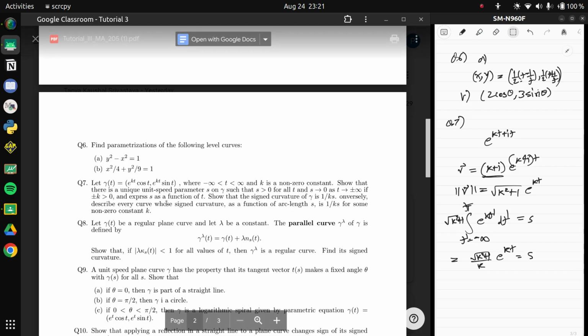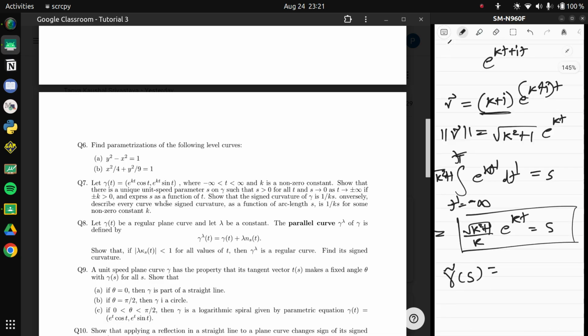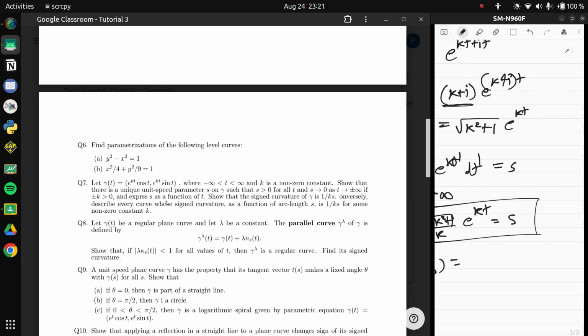Okay, then express s as a function of small t. We already did that. Sure. So we have the thing, and oh, you also have to express gamma, right? So gamma bar s, that's like what? So e power kt is just this stuff, right? Yeah.